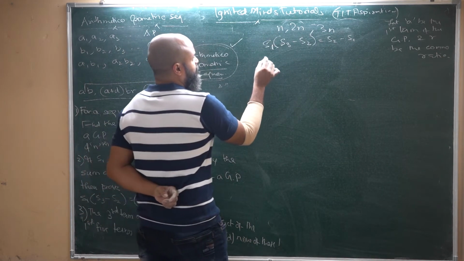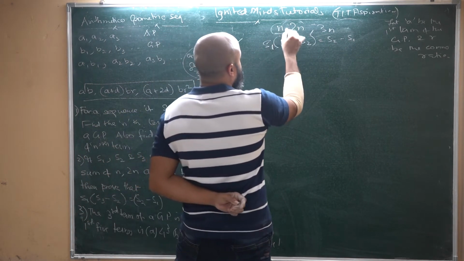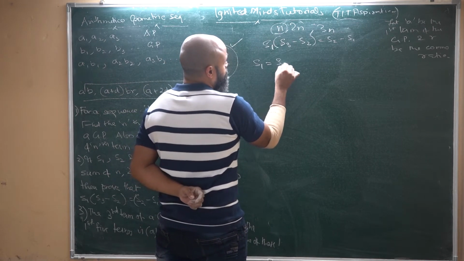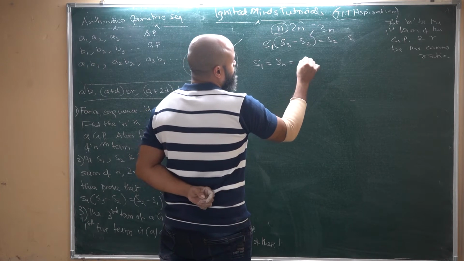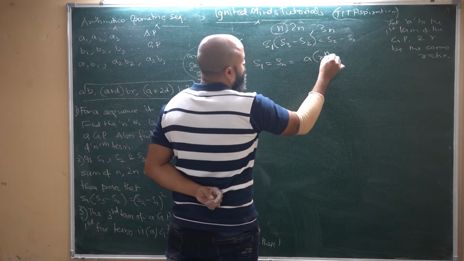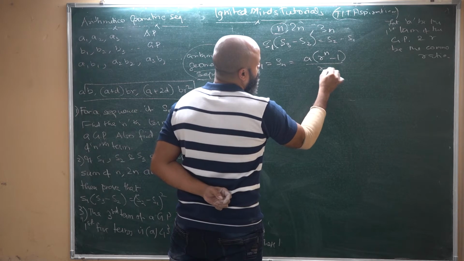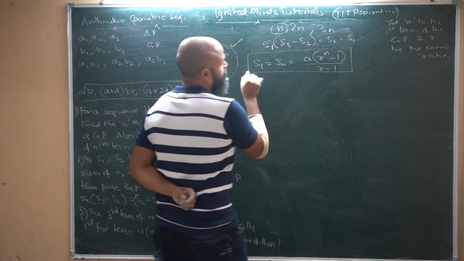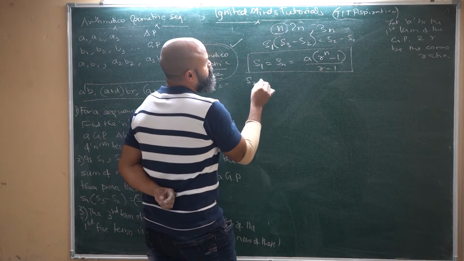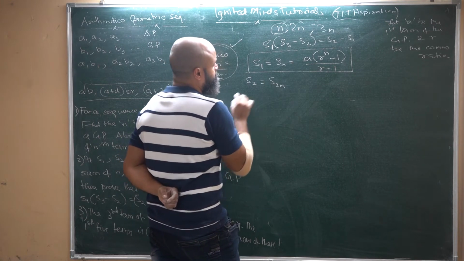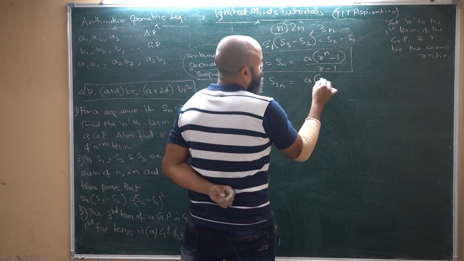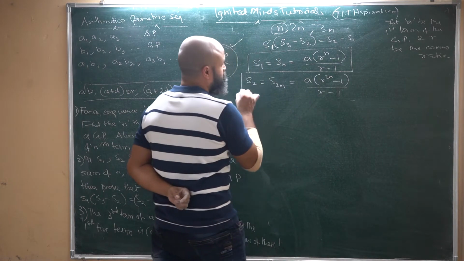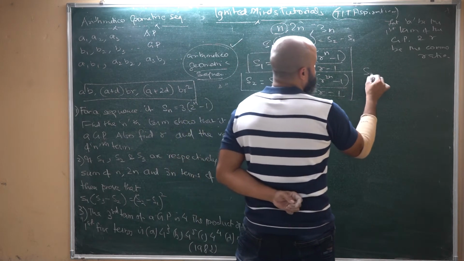So what will we have as S1, the sum of the first n terms, which is equal to a(r^n - 1) upon r - 1. So this is going to be your value of S1. S2 is going to be S2n, so this will be a(r^(2n) - 1) by r - 1. And then we have S3n.